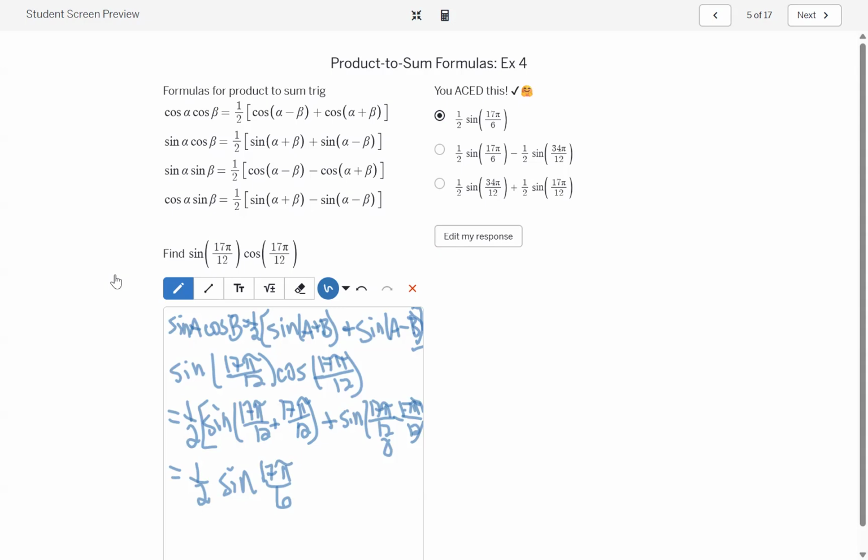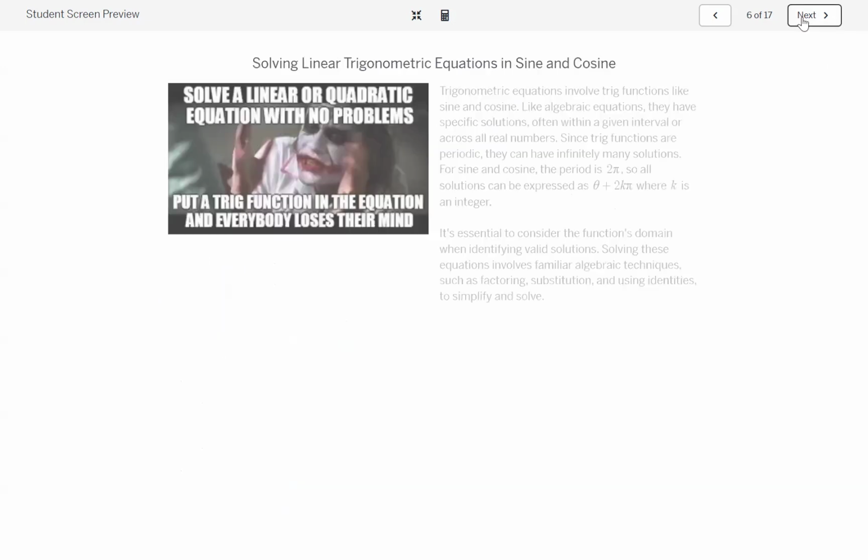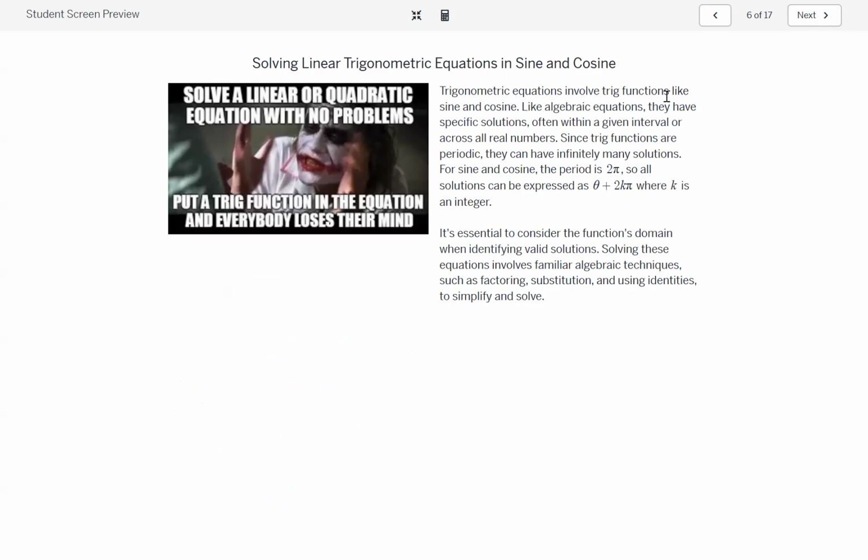So questions on the product sum formulas? All right, then what we're going to look at next is now solving trig equations.